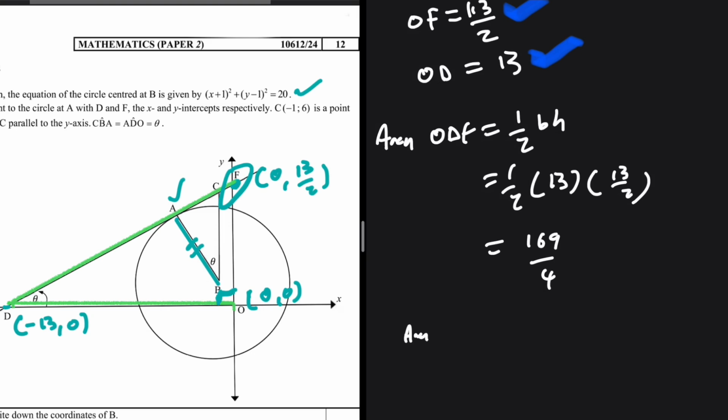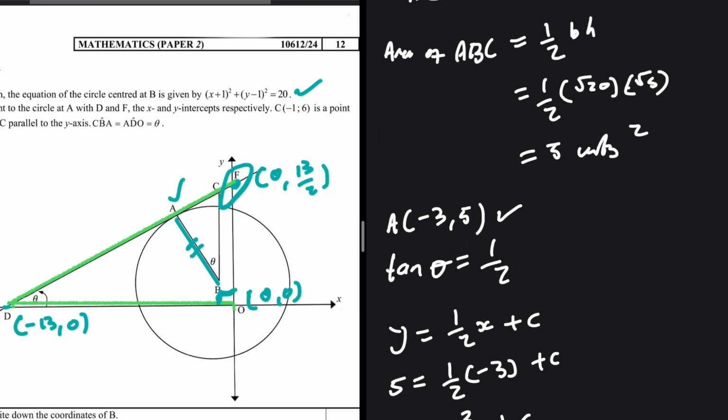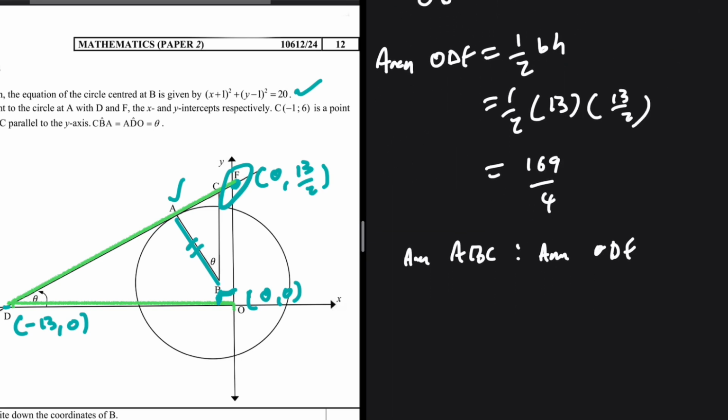So area of ABC is to area of ODF. What did I get here? I got 5 units. Okay, so 5 is to 169/4. Yeah, that's not very well. Okay, let's multiply both sides by 4. Therefore, if we multiply both sides by 4, we get 20 is to 169. Yeah, this is easily digestible. Yeah, I think I'm happy with that. There we land.